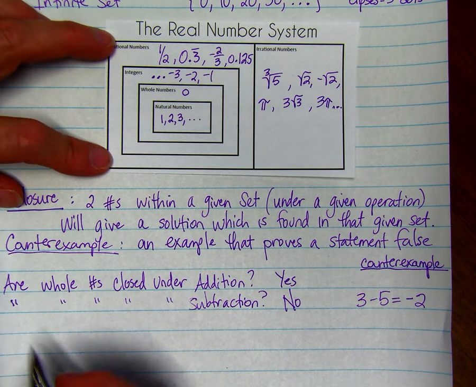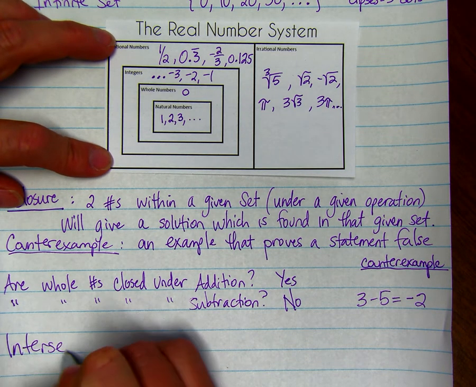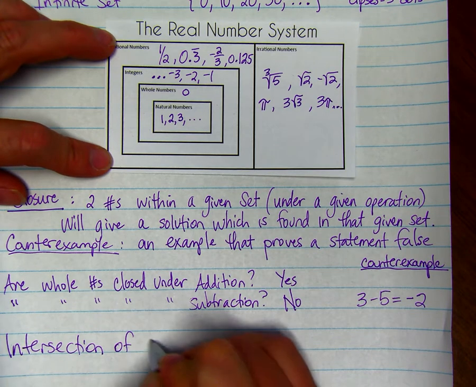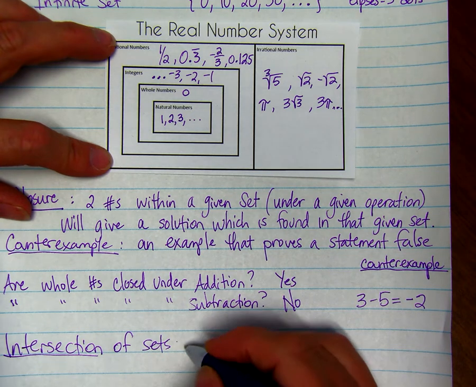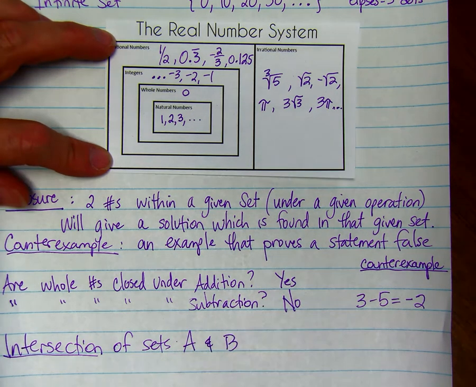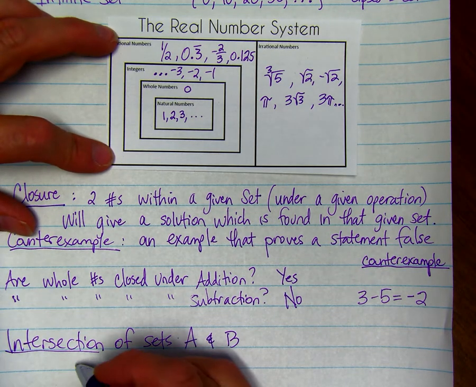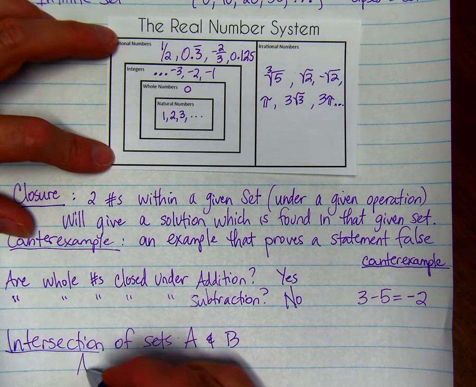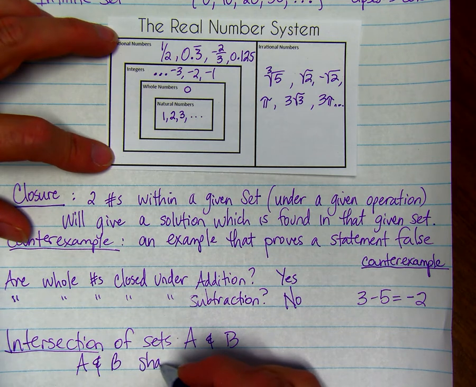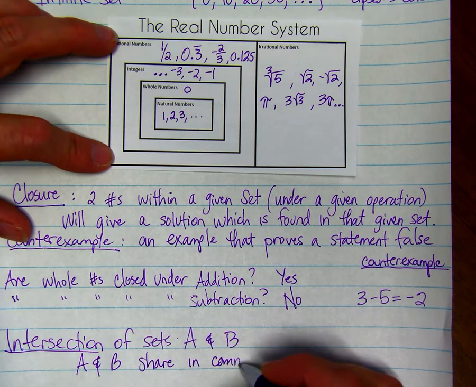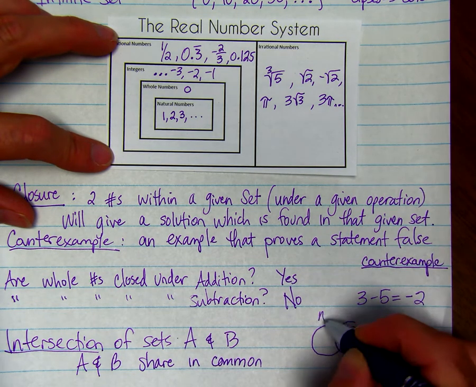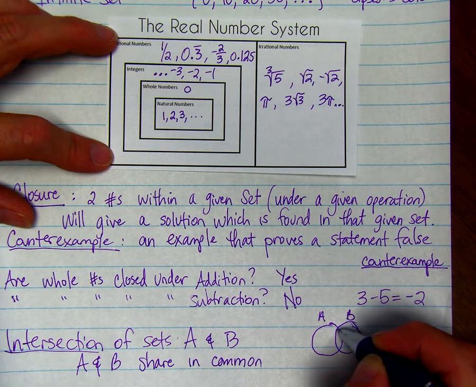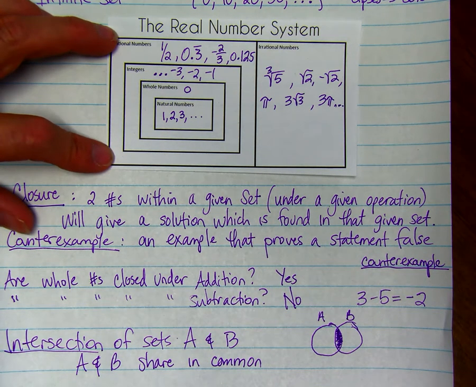Now we have another vocab word, intersection of two sets. Well, how about of just sets? It doesn't have to be two sets. So the intersection, and we're going to call them two sets A and B, is just what the sets A and B share in common. Now we're going to have some examples of intersections and unions here in a minute. So here's set A, here's set B. The intersection is anything that falls in both sets.